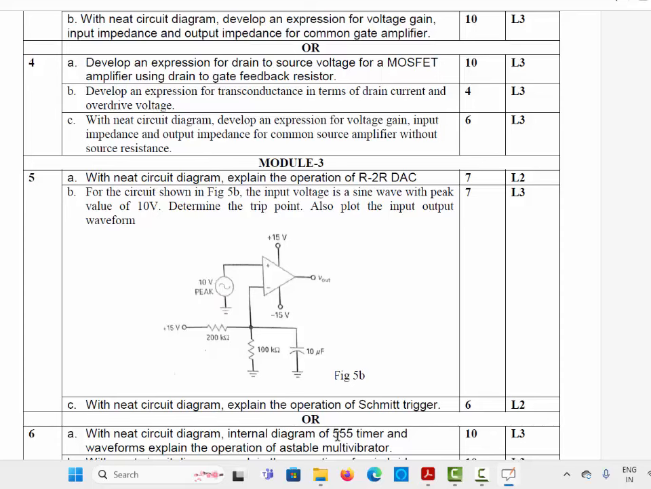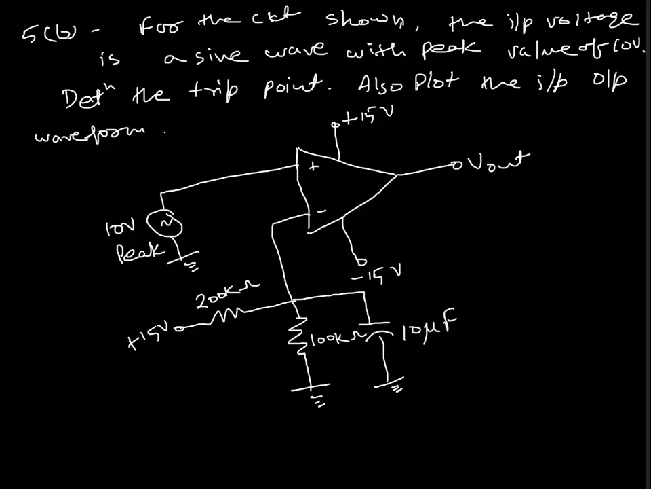This is the problem from the topic comparators with non-zero reference. Here we need to find the trip point. Trip point means the voltage at this place, which is Vref. So what will be the Vref value? Vref is nothing but the trip point.